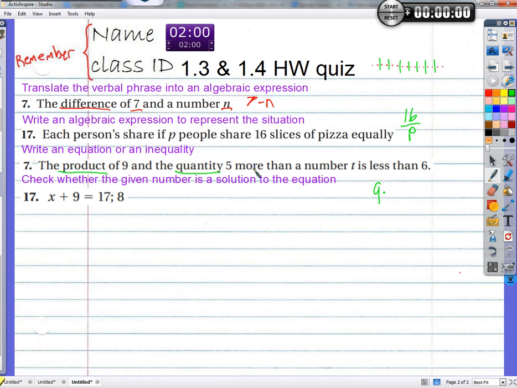So the quantity is 5 more than a number t. What would 5 more mean? 5 plus, or plus 5, it's all the same. Addition is commutative. So something plus 5, t plus 5. The quantity, t plus 5. So we can run through that again. The product of 9, so 9 times something. 9 times the quantity, 5 more than the number t. We want that to be less than 6.